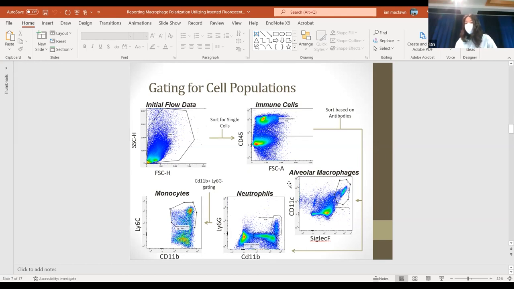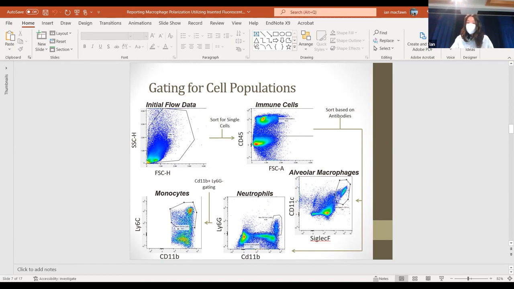And macrophages, and alveolar macrophages specifically, are Siglec F positive and CD11C positive as well. As you can see there, we didn't gate all of the cells that were CD11C positive and Siglec F positive. But what you can notice is that really specific populations are starting to form. We basically kept narrowing it down and made it a lot more precise as we went. So it's not just all of the cells that are positive for the two proteins we're looking for. We're really starting to focus on these specific populations that you can see visually.